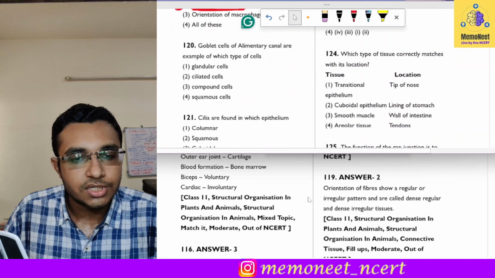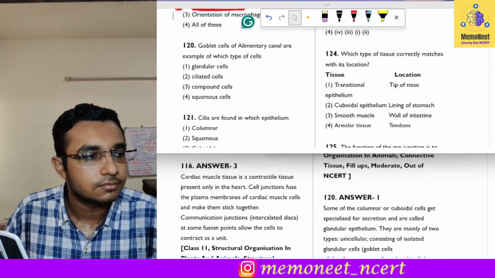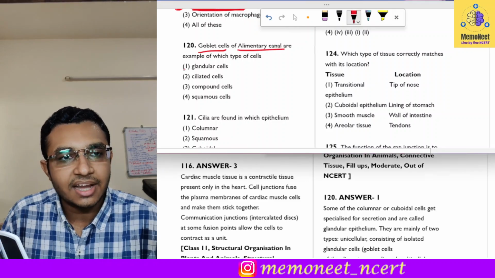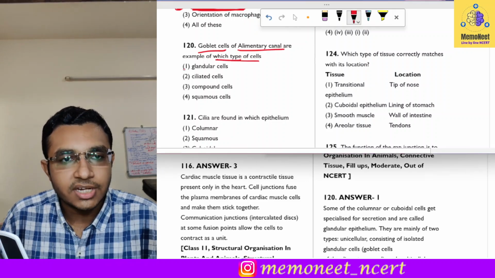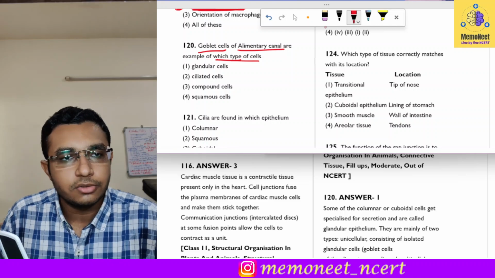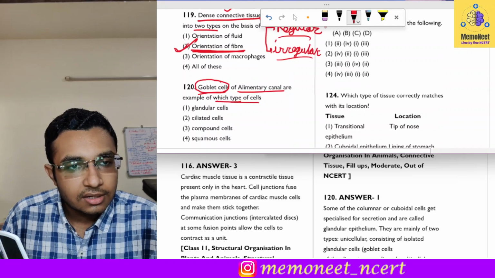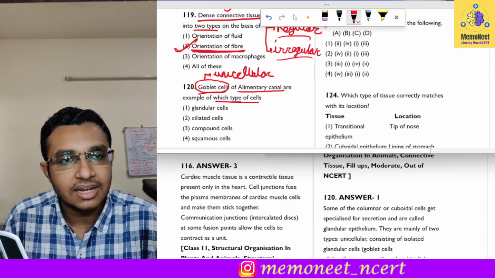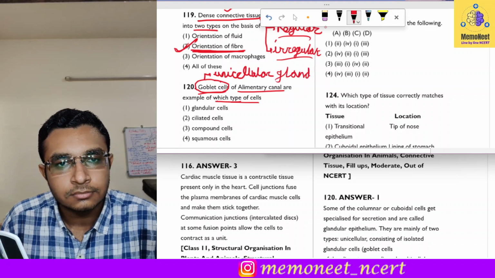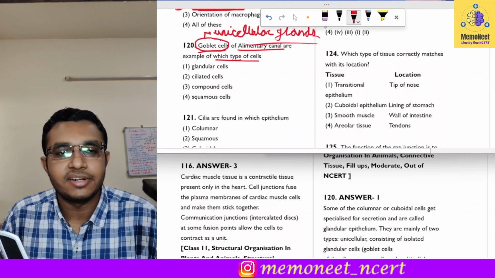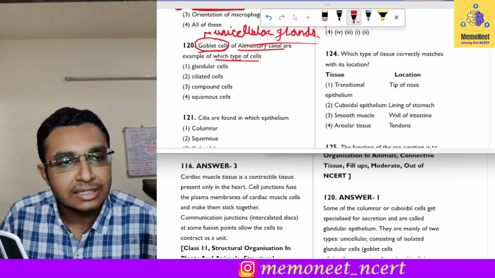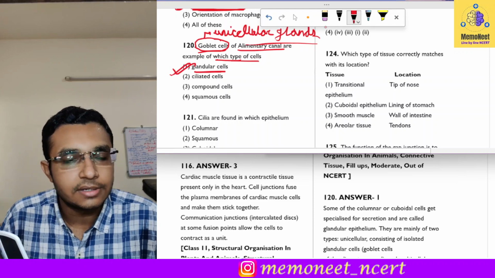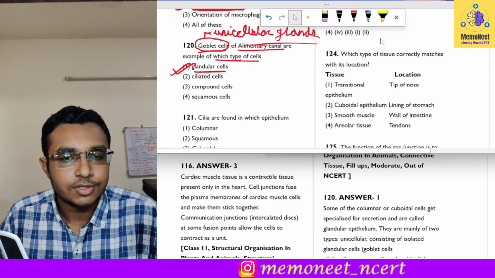Moving on to the next question, that is question number 120. So this question states that the goblet cells of the alimentary canal are an example of which type of cells? Okay, so first of all we should know that the goblet cells are unicellular glands which are found in the alimentary canal, and so these are glandular cells. So the goblet cells are the glandular cells. So the correct answer of this question is option 1.